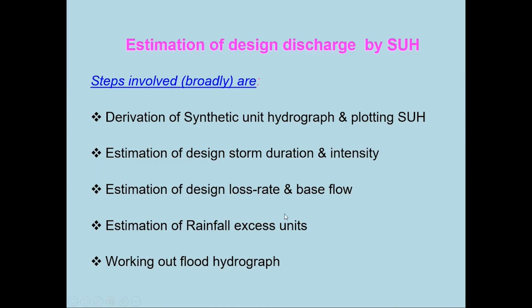Then estimation of rainfall excess unit, because that will decide how much bigger or lower than the unit hydrograph my hydrograph will be. Size means the shape will remain the same, the base width will remain the same, the top portion will remain the same, only its size will increase. If the rainfall is 5 centimeter, it will be 5 times bigger. If rainfall is half centimeter, it will become half of the unit hydrograph.